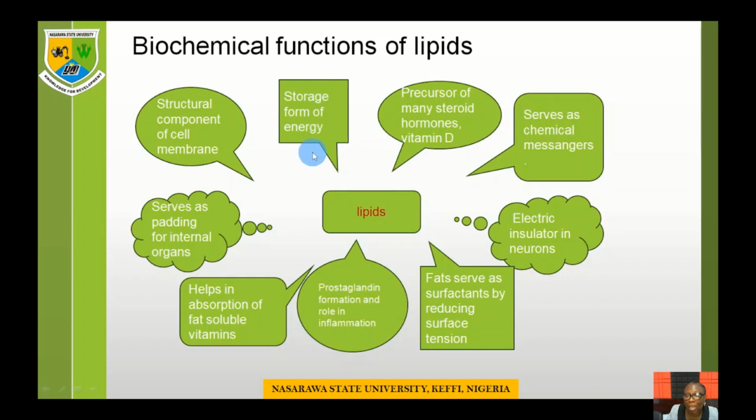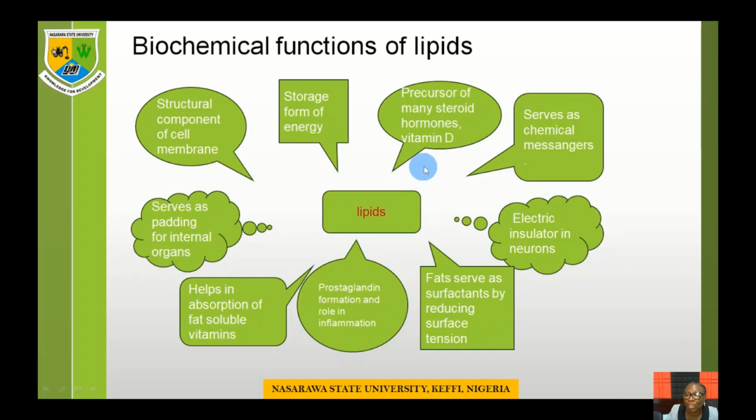Most lipids are stored. Even your carbohydrates do not get stored as much as lipids inside the body. So they are stored in the adipose tissues, and when carbohydrates are not available, these lipids are made use of to generate energy. Number two, they are precursors of many steroid hormones and vitamin D.